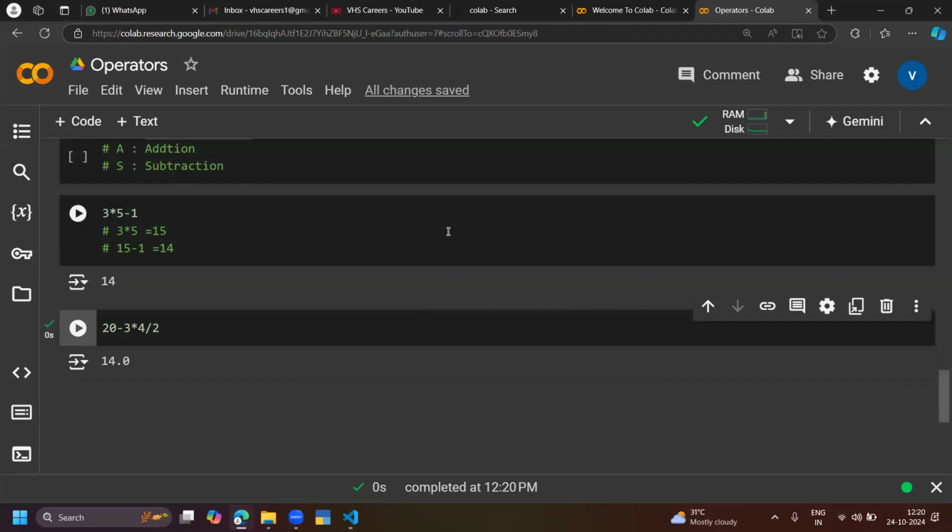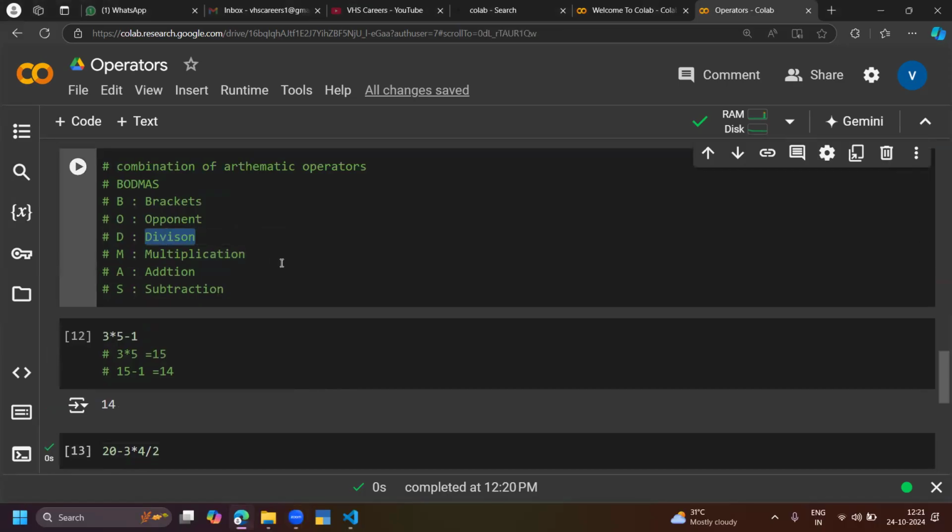How is the answer 14? How is this working? This is 14, not 34. How is 14 coming? Basically, you are thinking like 20 minus 3 is 17, 17 fours are something, and that is divided by 2. You're calculating like that, but it is not calculated like that.